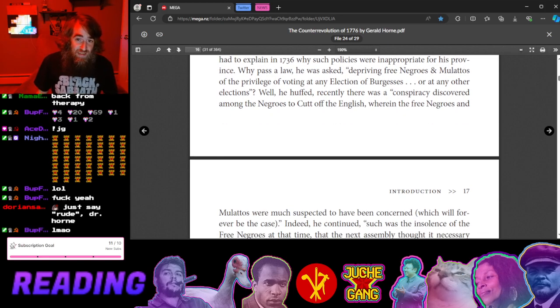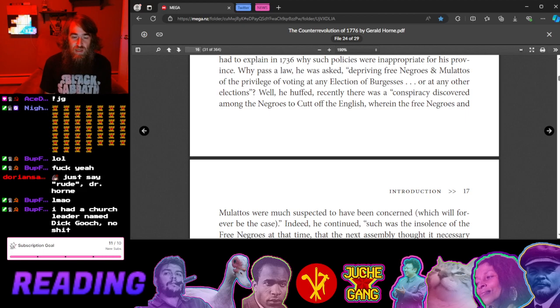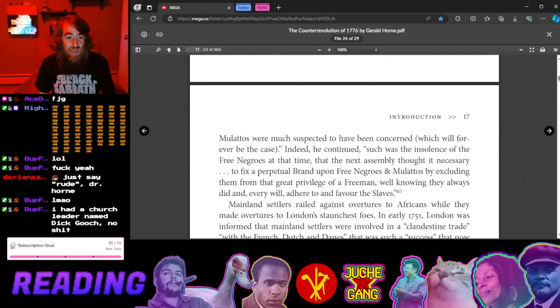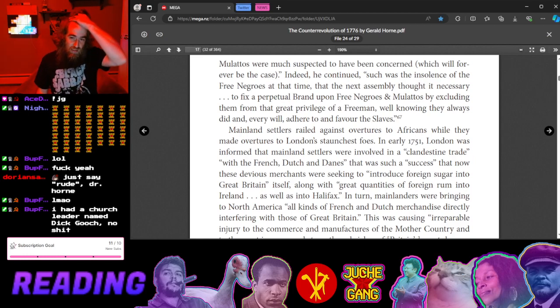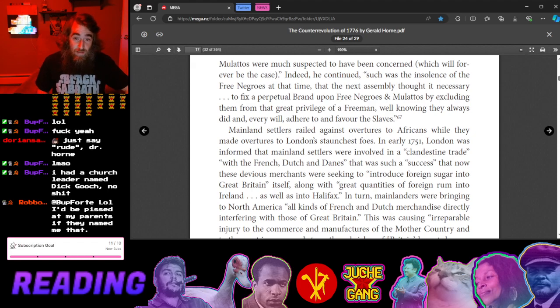Why pass a law, he was asked, depriving free Negroes and mulattoes of the privilege of voting at any election of burgesses or at any other elections? Well, he huffed, recently there was a conspiracy discovered among the Negroes to cut off the English, wherein the free Negroes and mulattoes were much suspected to have been concerned, which will forever be the case. Indeed, he continued, such was the insolence of the free Negro at that time, that the next assembly thought it necessary to fix a perpetual brand upon free Negroes and mulattoes by excluding them from the great privilege of a free man, well knowing they always did and ever will adhere to and favor the slaves. Unquote.